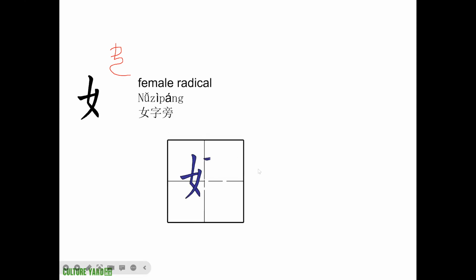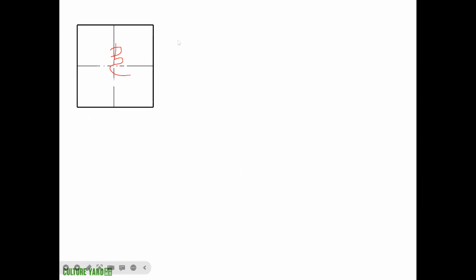So woman radical, we also have a lot of characters. The right part is a sound radical, pronounced ma. So you can think about what's this character? The pronunciation is similar to ma, but the meaning is related to a woman. 妈, Ma, yes. 妈妈的妈, 妈妈. Great.